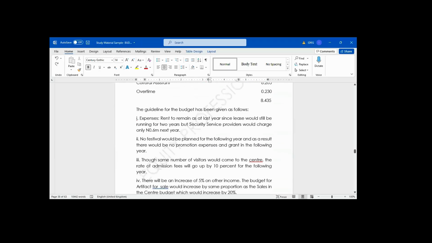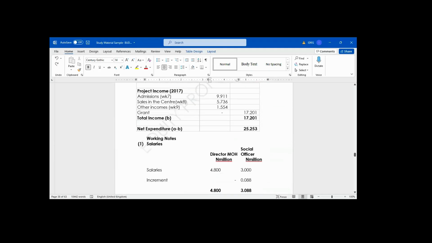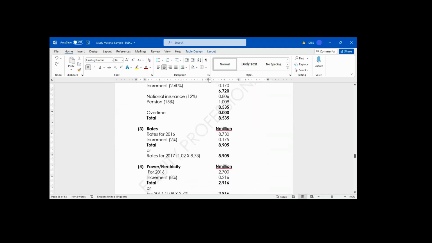Same note, will increase by what percentage? 8%. So in that case, 8% of 2.7. Power slash electricity for 2016 was 2.7. 8% of it will give us 0.216.